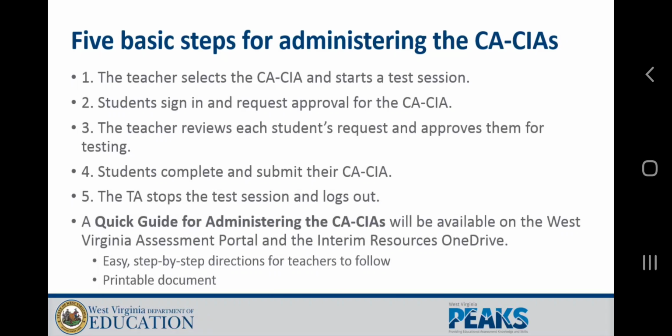A quick guide for administering the CA-CIAs will be available on the West Virginia Assessments Portal and the Interim Resources OneDrive. It is an easy step-by-step directions document for teachers to follow, and it will also be printable.